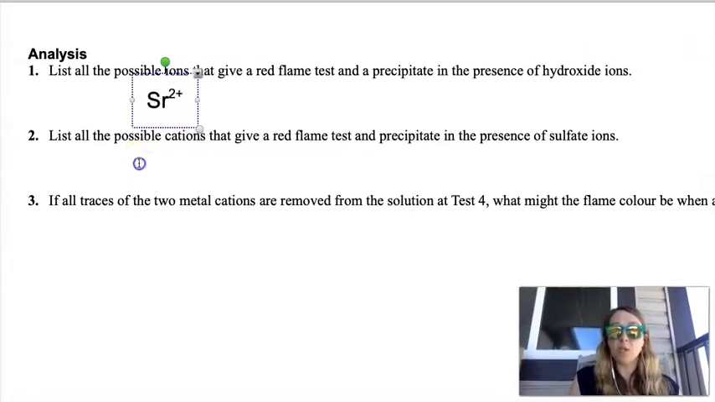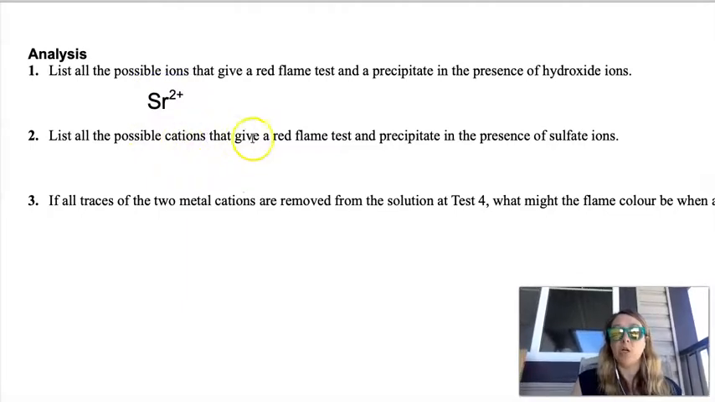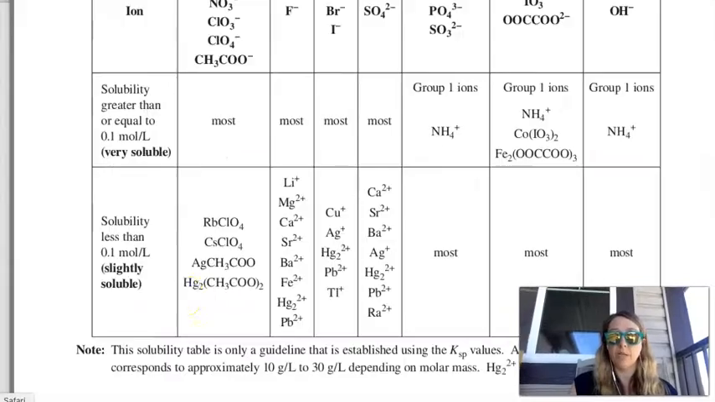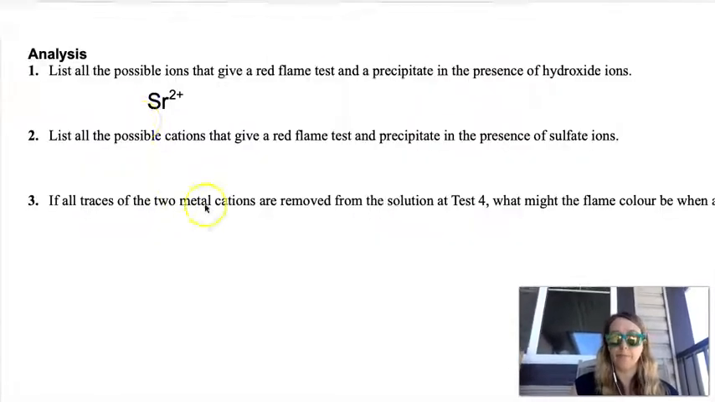And then list all possible cations that give a red flame test and a precipitate in the presence of a sulfate ion. So same deal, we find the sulfate. Again, we still have that strontium ion.